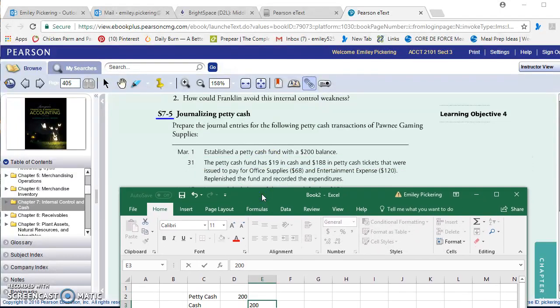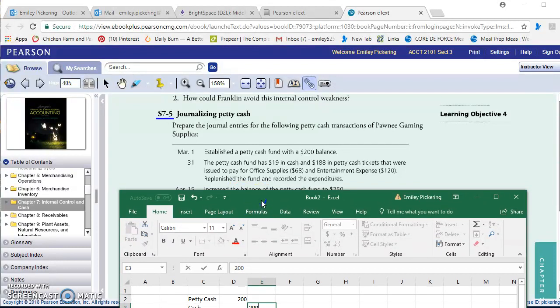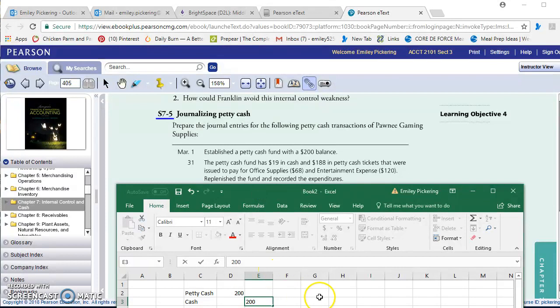And then the petty cash fund has 19 in cash, 188 in petty cash tickets that were issued to pay for office supplies and entertainment expenses. And let's go ahead and replenish that fund. So let's talk about what we have to do to replenish that and make the entry. Well, we started with 200 and we end with 19. So theoretically, we should have $181 in receipts. We have 188 in receipts. So something went a little askew there.